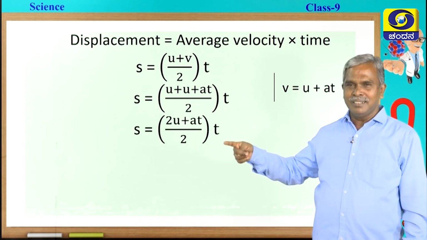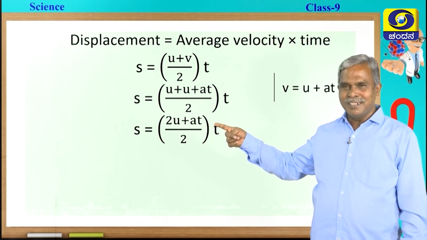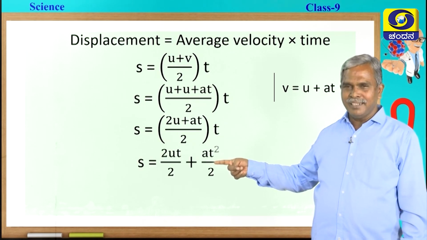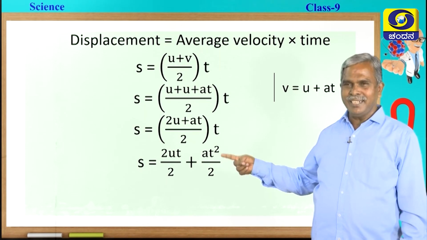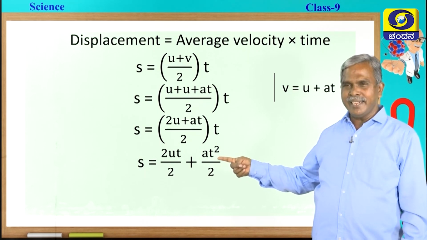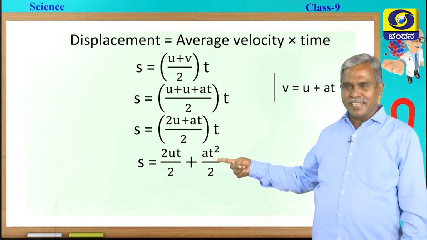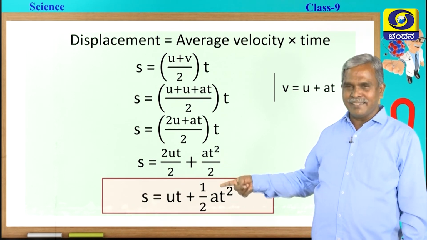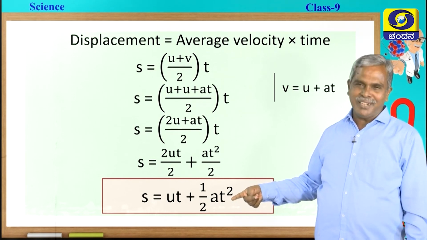In the next step, s is equal to, if you add u and u, you will get 2u plus at divided by 2, as usual. Continue: s is equal to, multiply 2u into t, 2ut, plus at into t, at square, divided by the common denominator 2. So, once again in the next step 2 gets cancelled and now you have s is equal to ut plus at square by 2, or half at square.